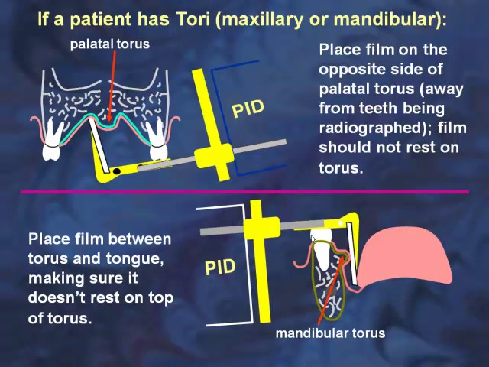If a patient has maxillary or mandibular tori, place the film on the opposite side of the palatal torus, away from the teeth being radiographed. The film should not rest on the torus. If there's mandibular tori, use a PA and place the film between the tori and the tongue. If you're taking bitewings, place the film between the tori and the tongue. Make sure and push the film away from the teeth.